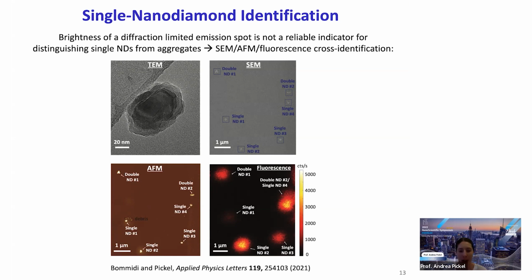So what we do instead is we deposit nanodiamonds on substrates with fiducial markers and use scanning electron or atomic force microscopy to first identify single nanodiamonds. And then we can later find those same nanodiamonds using our optical microscope. And we can see that, for example, one of the single nanodiamonds shown in the image on the bottom left is actually much brighter than one of the doubles. And so this kind of cross-identification is very important to be sure that we're really only measuring single nanodiamonds.